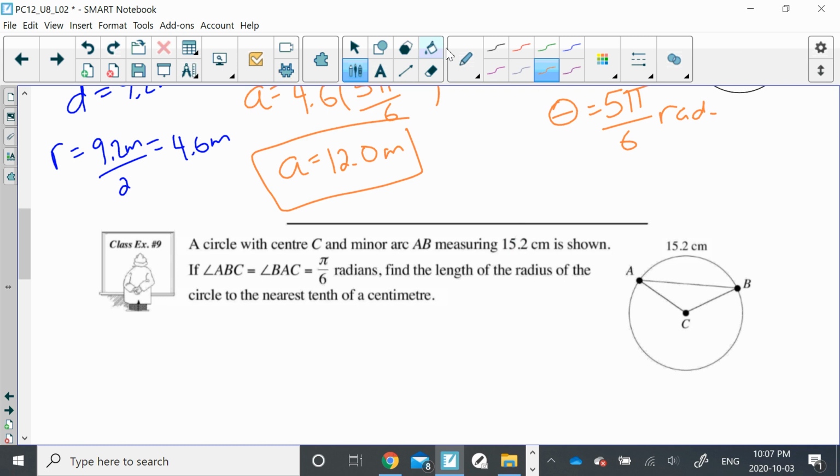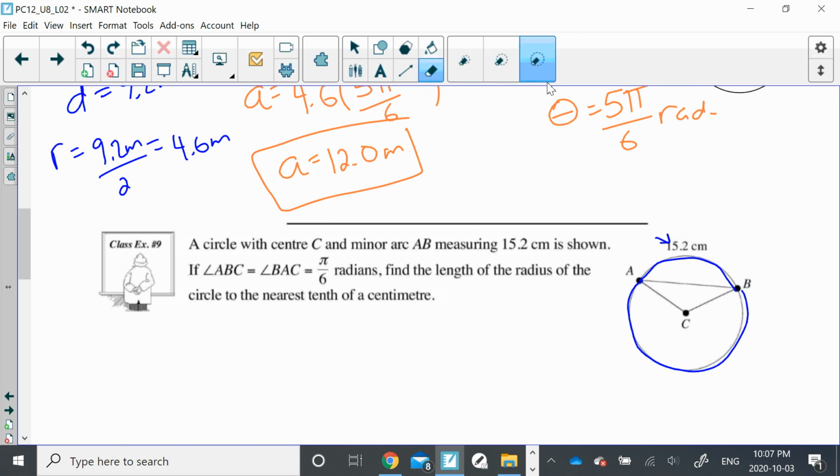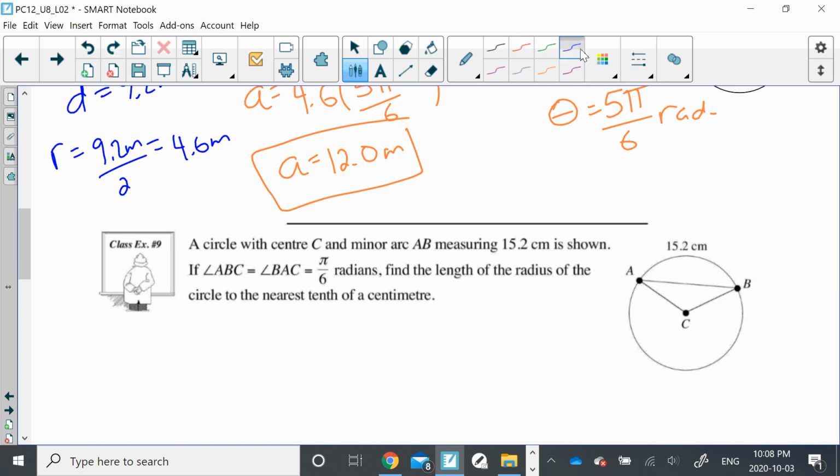So just a couple of terminology things. AB is 15.2, right? And that's the minor arc. The major arc would be this here. So just so that you sort of know the difference between minor arc and major arc. So the minor arc AB, that's what the 15.2 is. Center of our circle is C. Okay, so let's see what it says.